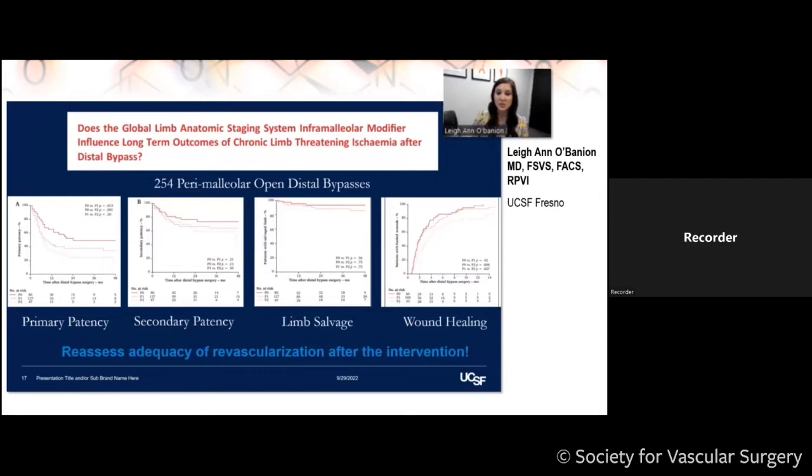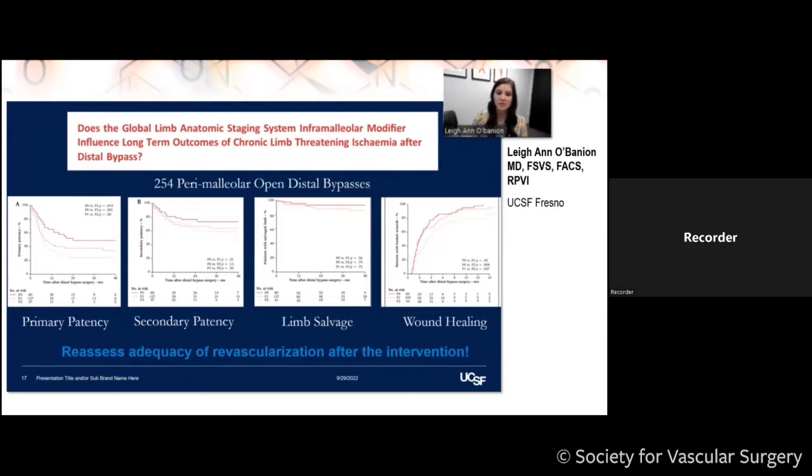Primary patency in P2 cases was significantly lower than in P0 cases. And while P2 cases had the poorest rates of wound healing, the authors actually found acceptable rates of wound healing at 78% at 1 year and no difference in overall limb salvage rates. Interestingly, there was no significant difference in secondary patency, which may be attributed to the diligent duplex ultrasound surveillance afforded to these patients with a low threshold to reintervene.